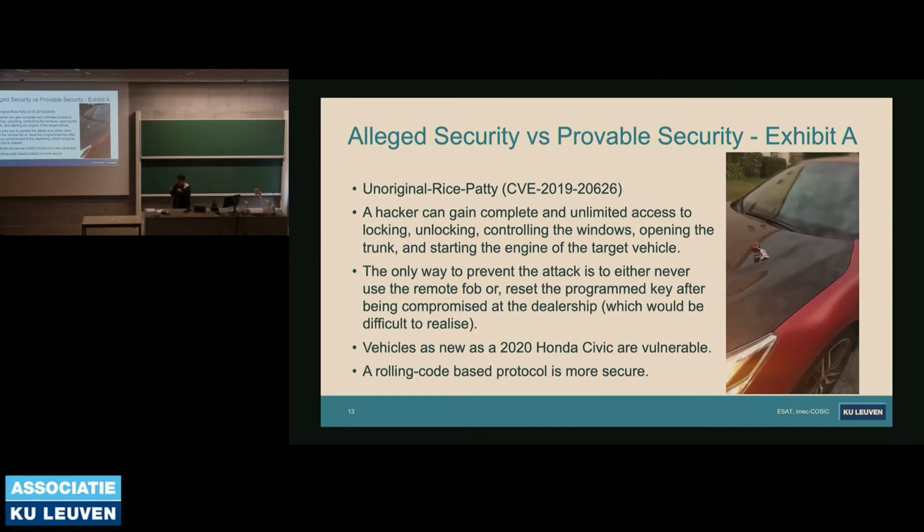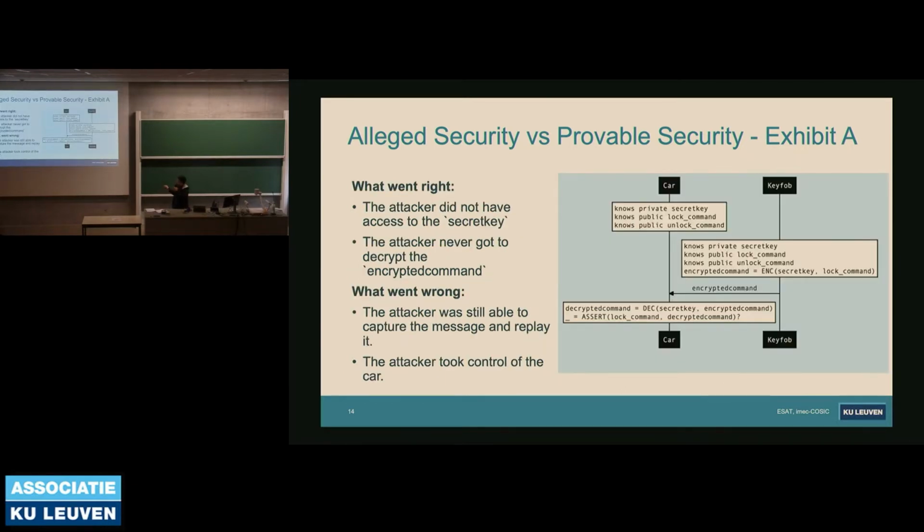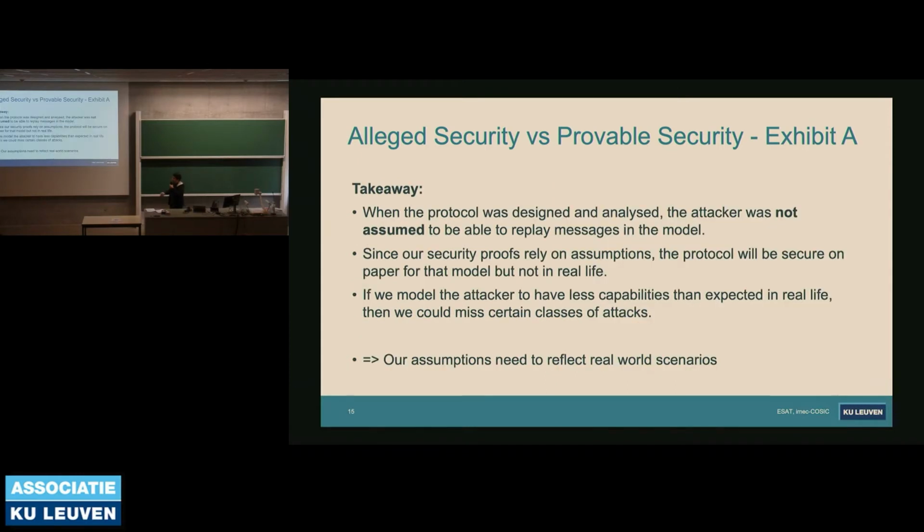We need to see if our model represents a real-world scenario or not. So what Twen tried here is that the attacker did not get the secret key. The attacker never decrypted the encrypted command, but the attacker was able to capture the message and replay it and took control of the car.